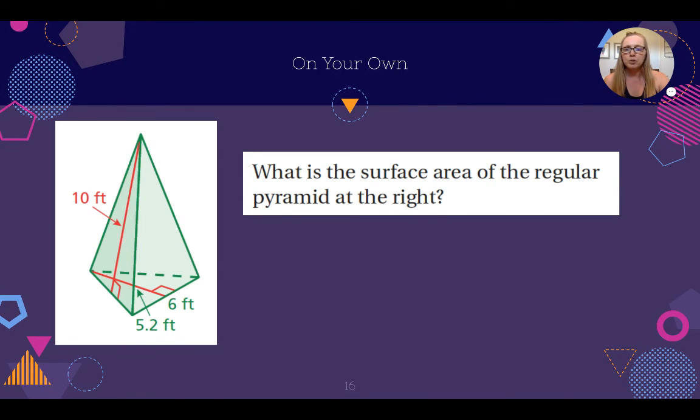Here is a problem for you to try on your own. This is a triangular pyramid. The base is a triangle, and you have your 3 triangle sides. Okay, so you're pulling out your math notebook. You're trying this on your own. Write out that formula and use your calculator to help you figure out what the total surface area is for this pyramid, and then come back and check your answer.